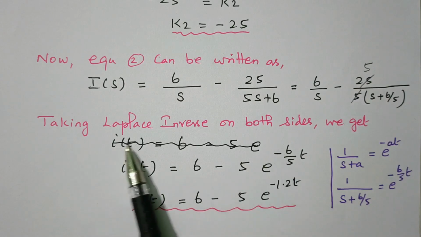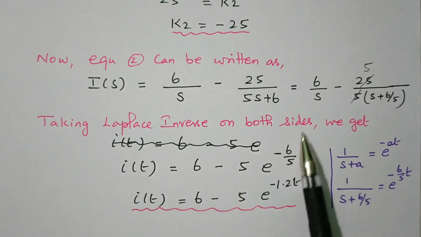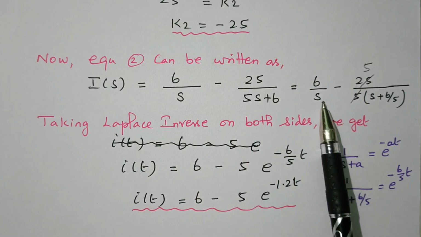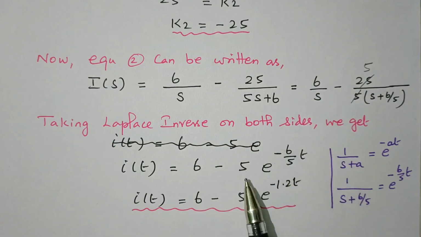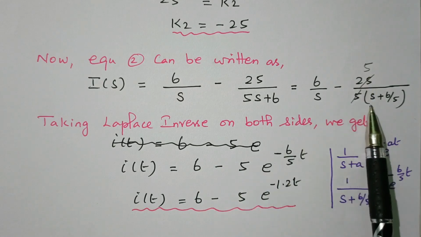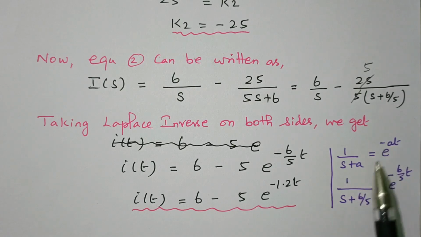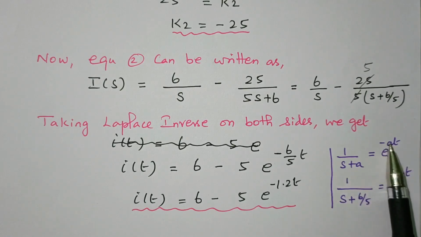Right. Now we'll take the inverse Laplace transform on both sides. 6 by s is nothing but, taking the inverse, 6 divided by s gives 6. Minus, 5 is there, minus 5. So this can be written based on this: 1 divided by s plus a equal to e power minus at. Here a is nothing but 6 by 5. So 1 divided by s plus 6 by 5 equal to e power minus 6 by 5 t. Here s plus a means e power minus at; s minus a means e power plus at. That is the inverse Laplace transform formula.